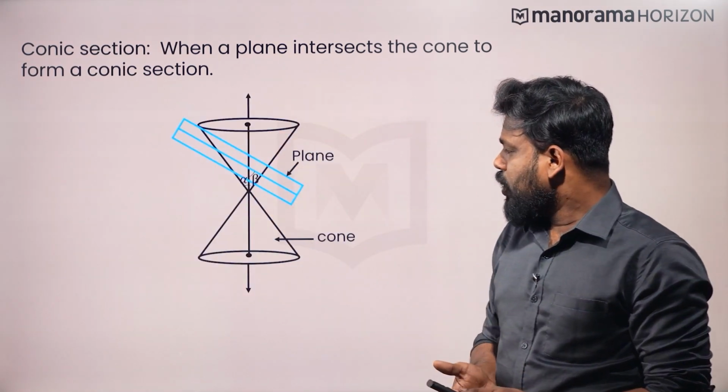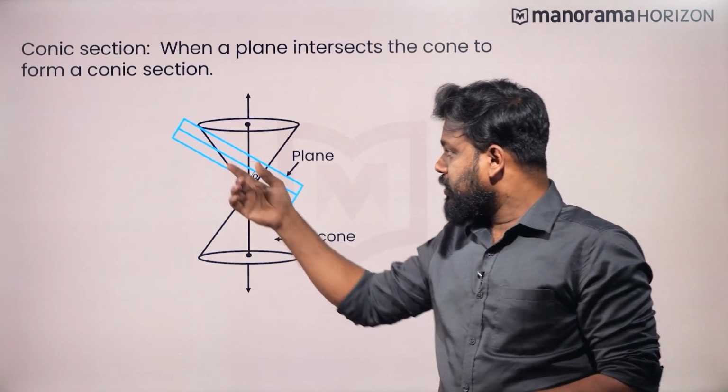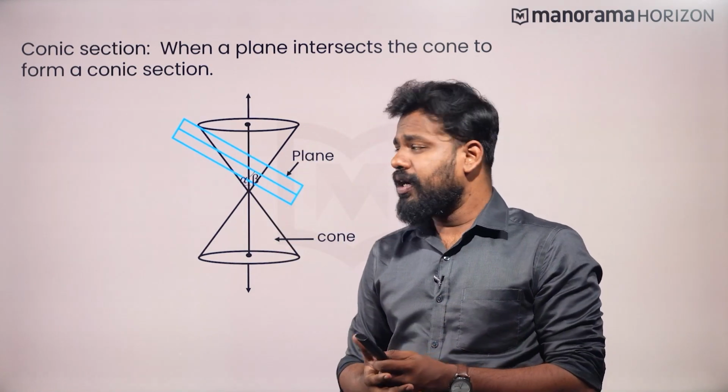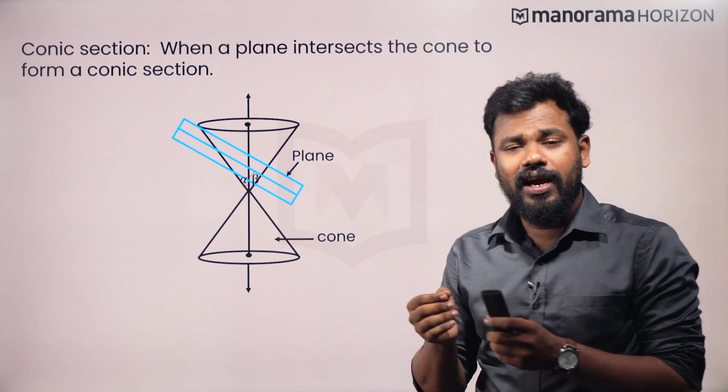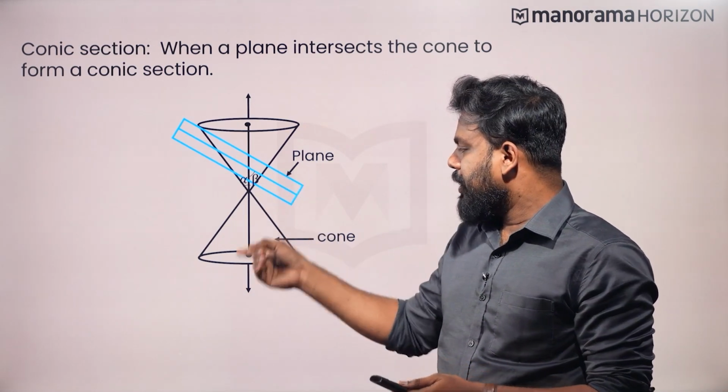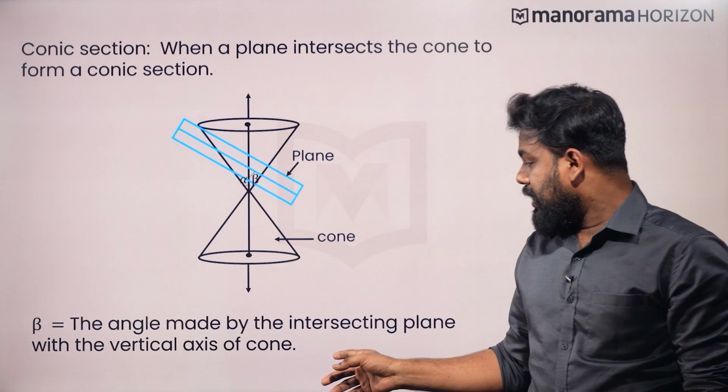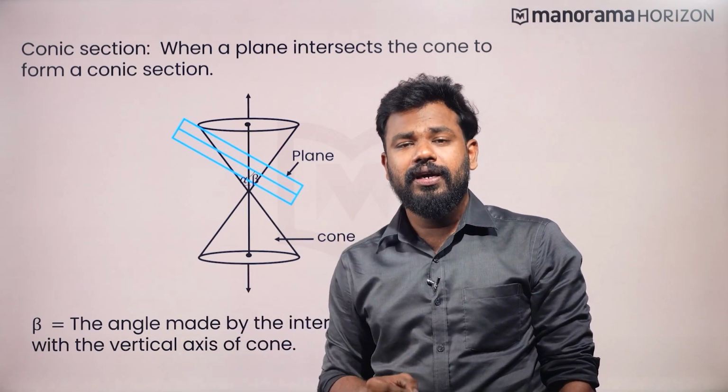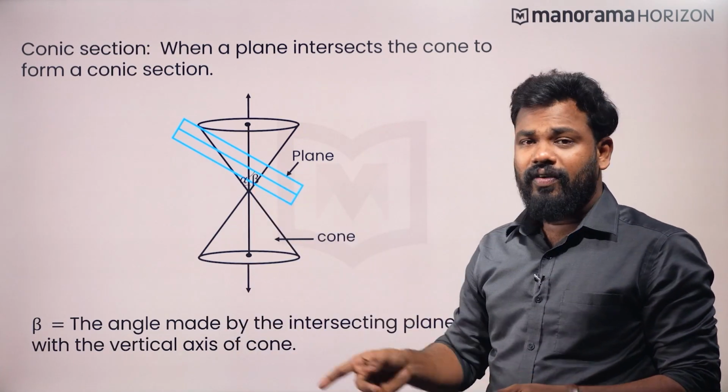Now, this looks like this. That is, there is a plane, the blue one. That plane cuts the double napped cone at an angle beta. So that angle beta, what is that? The angle made by the intersecting plane with the vertical axis of the cone. And this angle beta has a lot of importance in the upcoming slides. So don't forget this angle beta, which is very important.